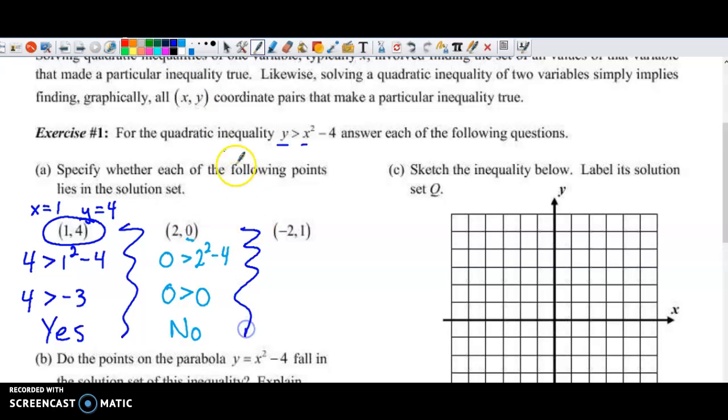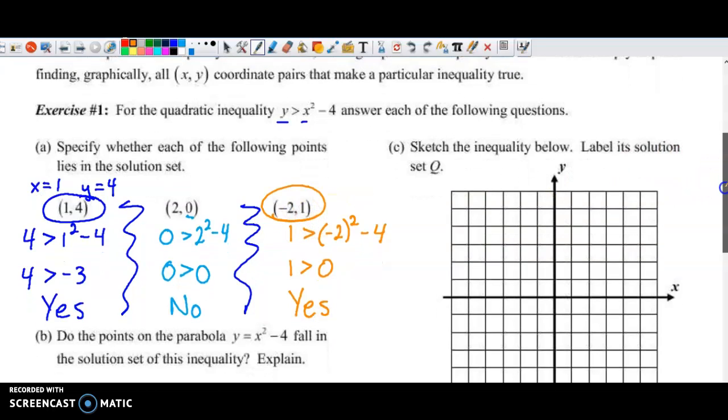And as we look at the next one, in a different color, plug in 1. Is 1 greater than, well, be careful, because when you square negative 2, it's a positive 4, and 4 minus 4 is 0, and this is another one that works. So yes, I'm circling that one.